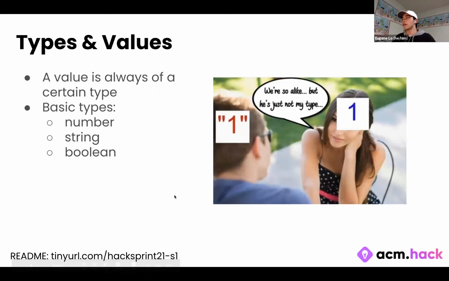Okay, so every kind of information in JavaScript is a value, and every value is of a certain type in JavaScript. There are a couple of basic types in JavaScript. The ones that we'll be going over today are numbers, strings, and Booleans.